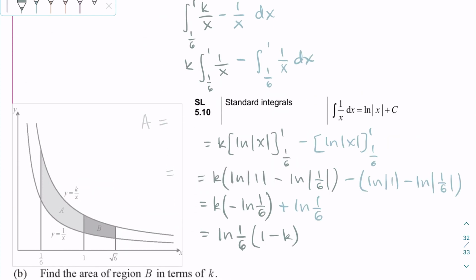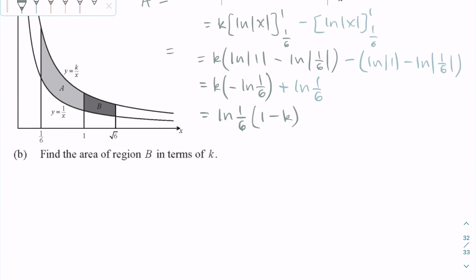Part B asks to find the area of the region B in terms of k. We can do the same with a definite integral, but this time with the boundaries 1 to square root of 6. And we will also subtract 1 over x from k over x.